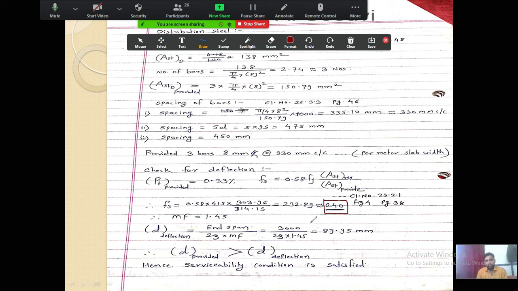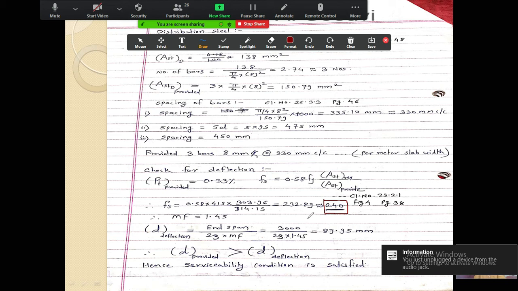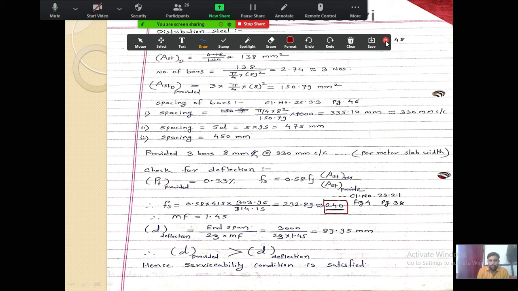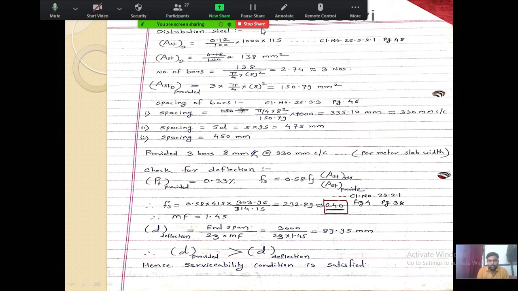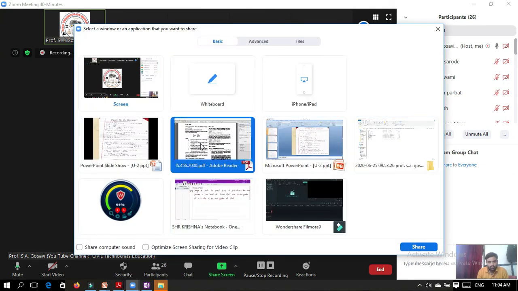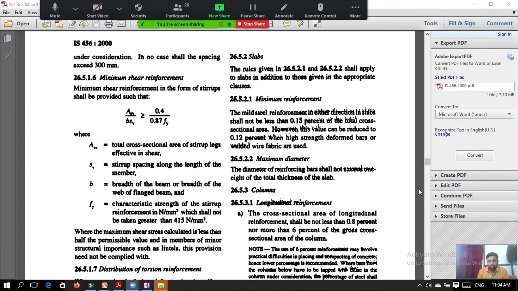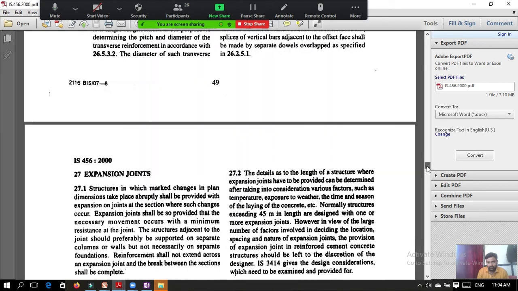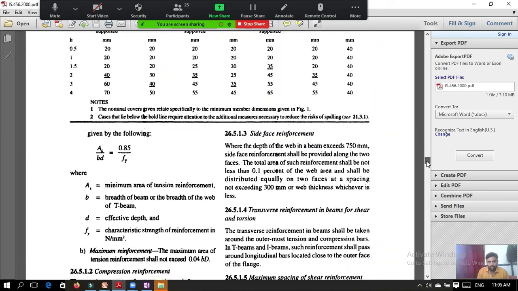So we will see the modification. Is my voice audible? So now, IS code. We will go to the IS code first. Page number 38. So in the IS code, page number 38. Where is the IS code? This is the IS code. In the IS code, page number 38. Where is the page number 38?